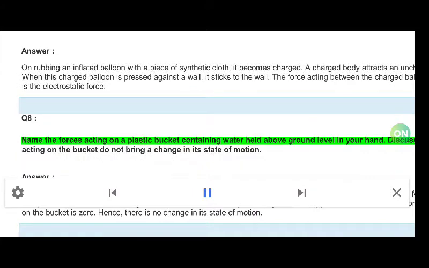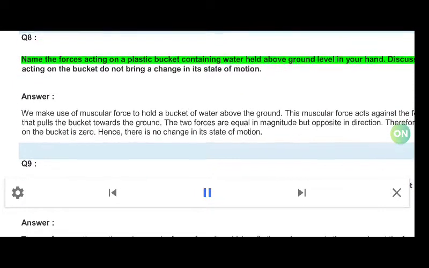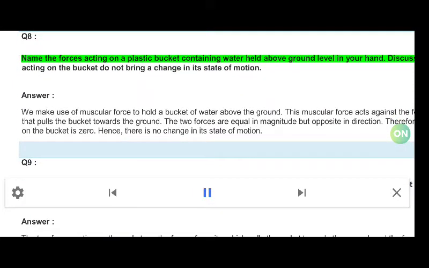Q8. Name the forces acting on a plastic bucket containing water held above ground level in your hand. Discuss why the forces acting on the bucket do not bring a change in its state of motion. Answer.